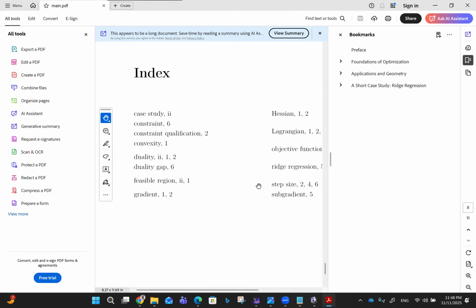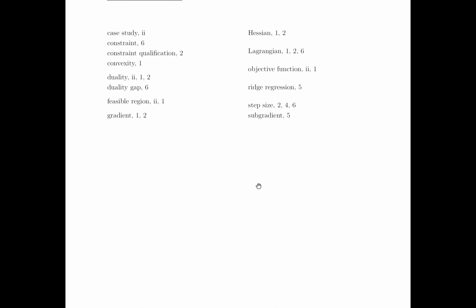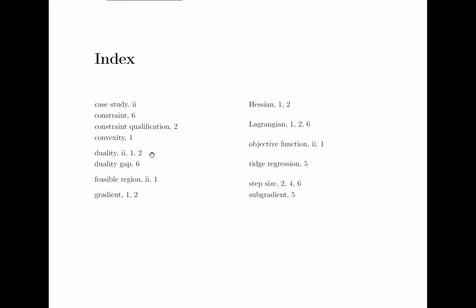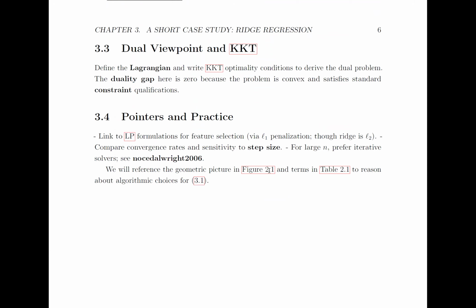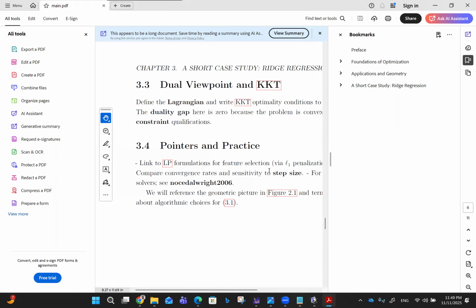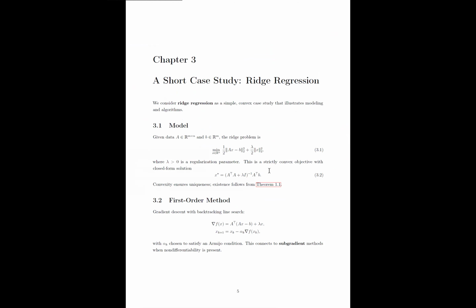All these words you are seeing here came up because each time they appeared, you used the term: case study, Hessian, constraint, Lagrangian. So if you want to learn more about ridge regression, you can just go to page 5, not chapter 5. I think it's easier this way. So this is page 5, and you're going to find ridge regression right here.